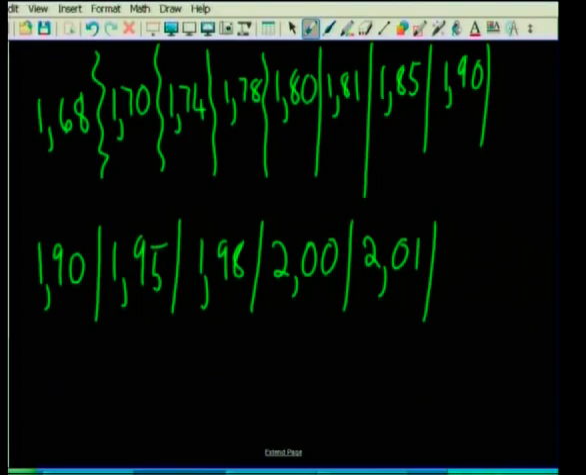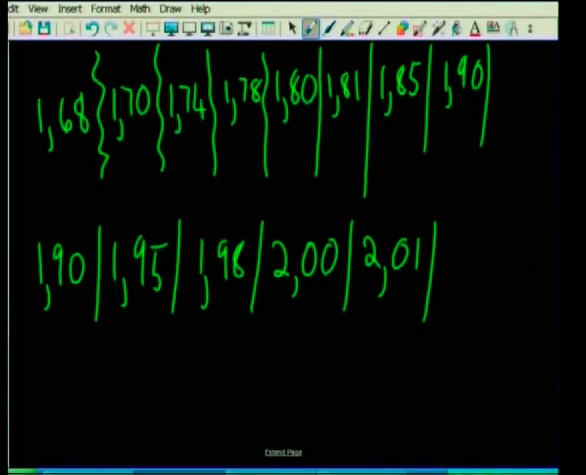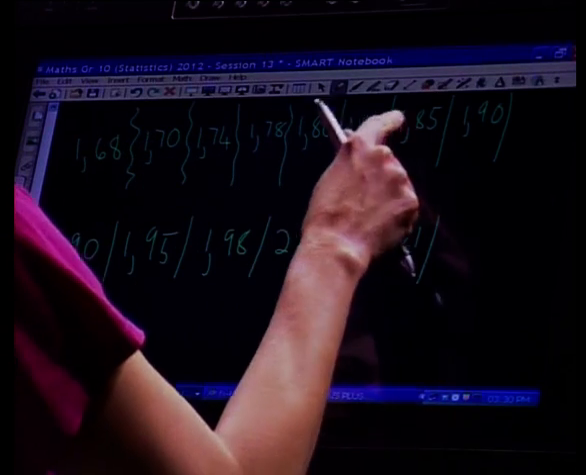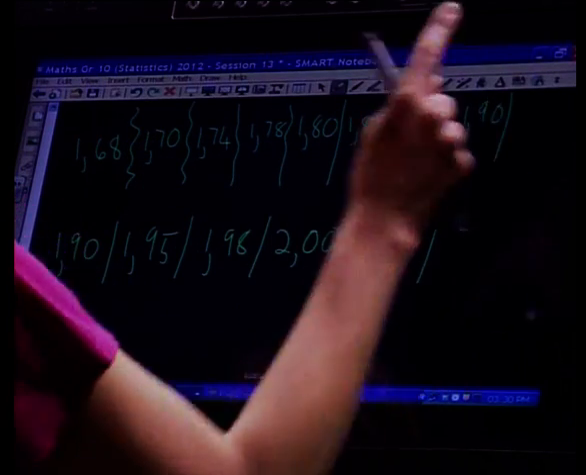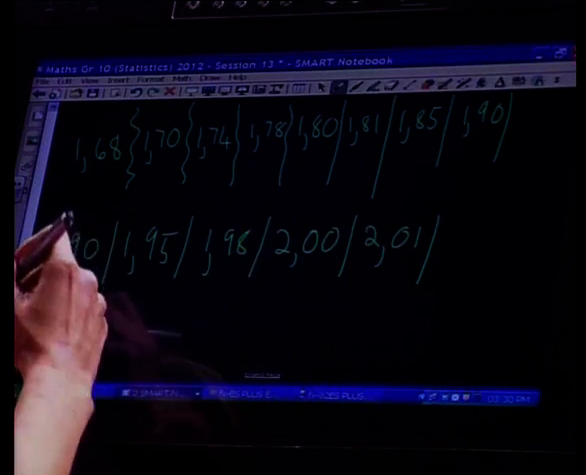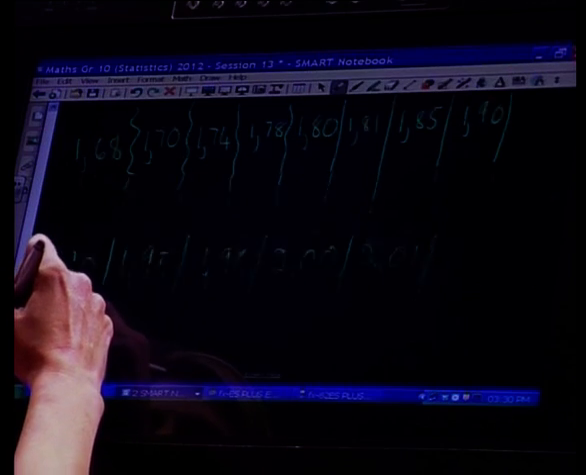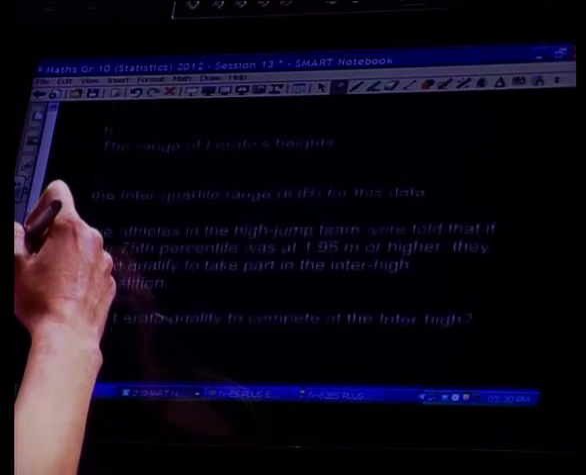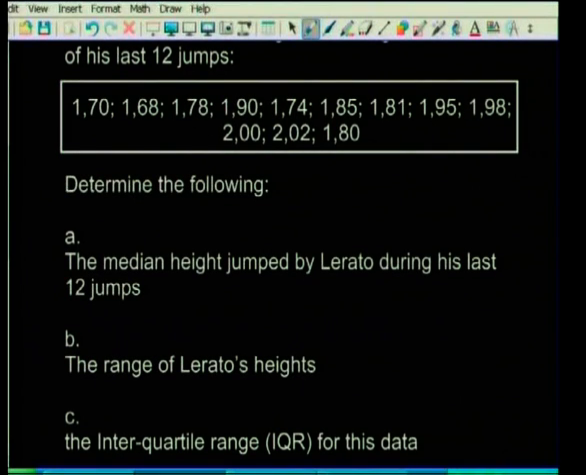Right, always a good idea, guys, once you've arranged them, just to quickly count and see if you've got them all. 1, 2, 3, 4, 5, 6, 7, 8, 9, 10, 11, 12. Wait, let me just start again. 1, 2, 3, 4, 5, 6, 7, 8, 9, 10, 11, 12, 13. And the question clearly says 12 jumps. So I obviously must have written something twice. And I'm quickly going to go back and see what that was.